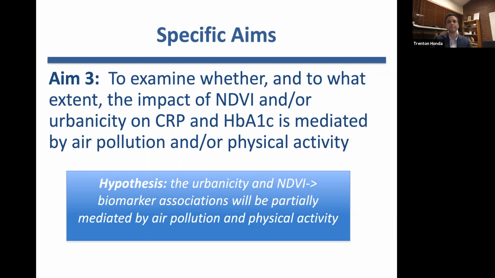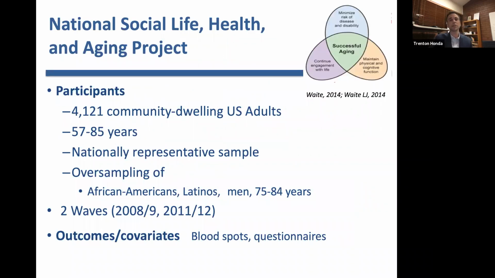And so the study population we looked at was the National Social Life, Health, and Aging Project. This is an NIH-funded study out of the University of Chicago that is a nationally representative sample in the US, incorporating over 4,000 community-dwelling US adults, all of whom are over 57 years of age. And it oversamples African Americans, Latinos, men, and those that are considered the oldest old. Particularly, this allows us to explore in our hypothesis the differential effects for race, which is not always possible in US studies that don't oversample these populations.